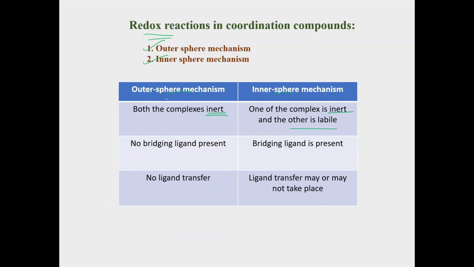In the inner sphere mechanism, say I take the first metal as M and the second as M dash, where one is cobalt and one is chromium. So ML5X is there, and M dash L6 dash is there.